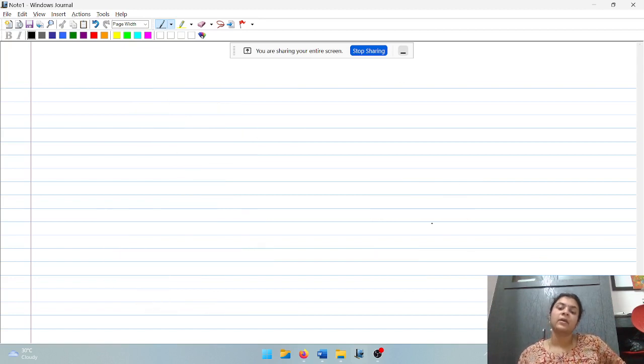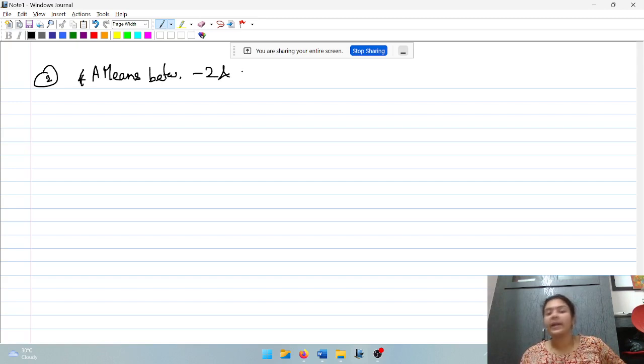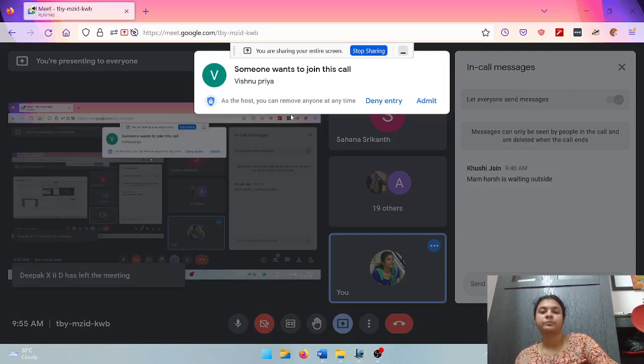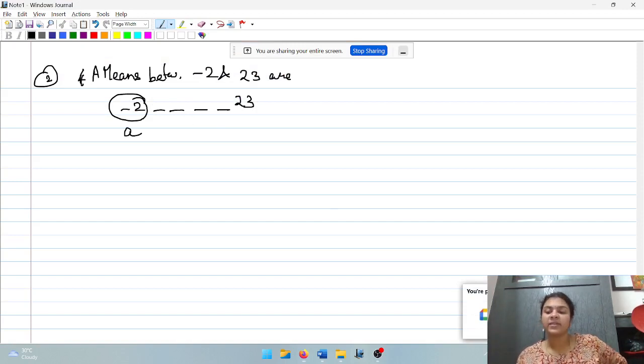Okay. Next, the 4 arithmetic means between -2 and 23 are. So when you say 4 arithmetic means, it means the starting term is -2. Arithmetic indicates it is an arithmetic progression. There are 4 terms in between, followed by the next fifth term, which is 23. So this is A, the first term.